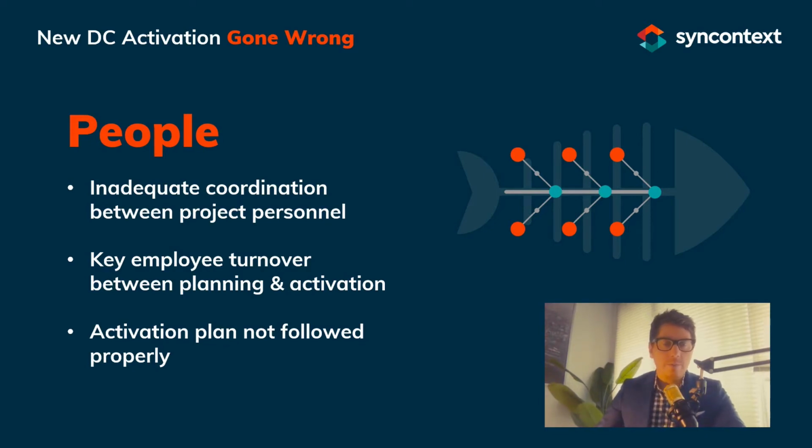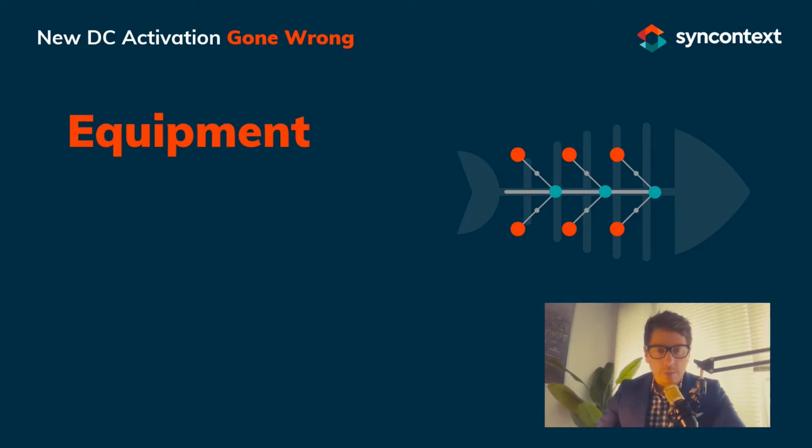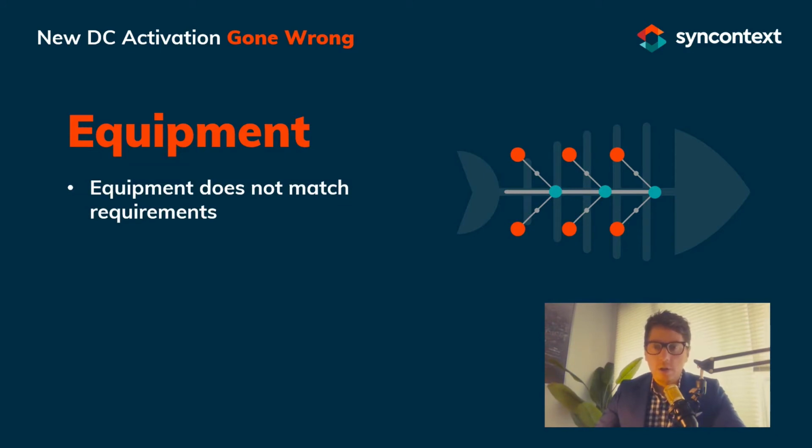Moving on to equipment. Equipment does not match requirements. This is one of the more common occurrences when it comes to site activations. It doesn't always cause notable issues right away, although sometimes it does, but it has the potential to throttle productivity, order throughput, and operating capacity slowly but consistently until it does become noticeable months or even weeks after the initial activation.